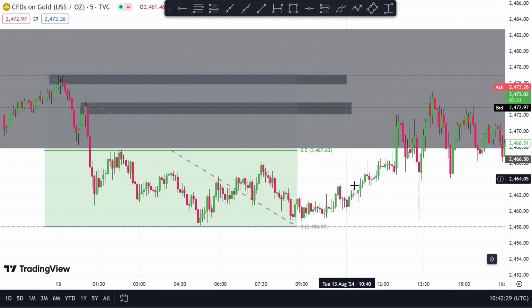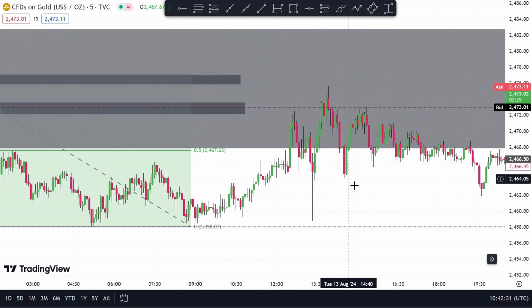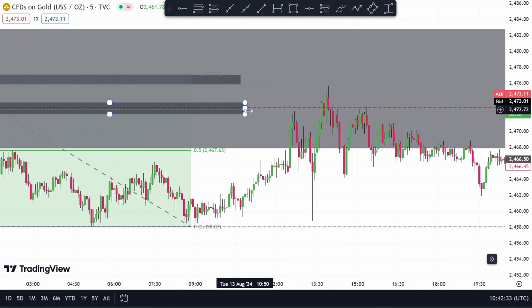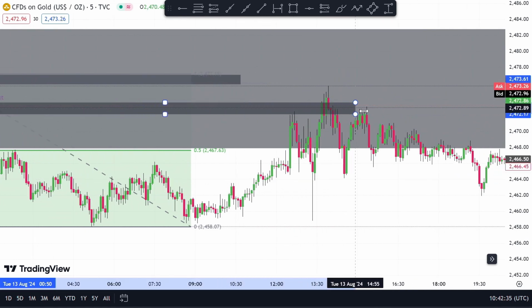All right, so now look at what price is doing. Remember, this was our first supply zone.